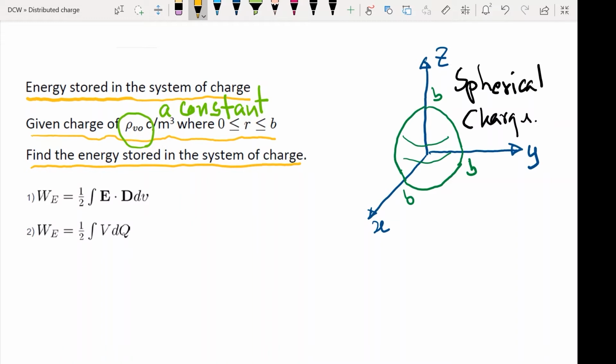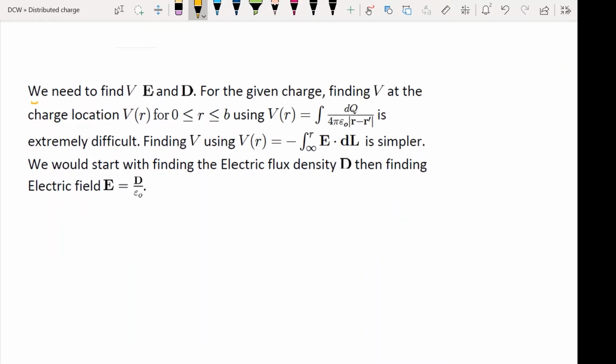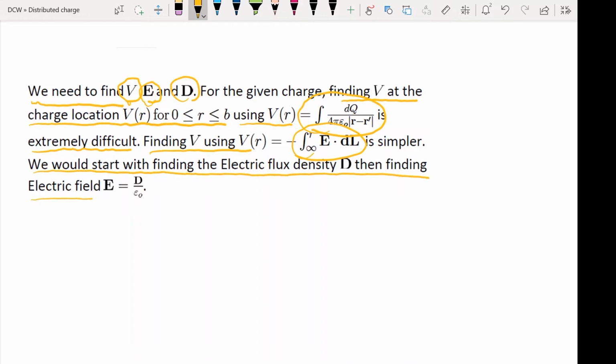In the previous class, we derived two equations for energy shown here. We need electric field and electric flux density for the first equation, and need electric potential for the second one. We need to find potential V, electric field E, and electric flux density D. For the given charge, finding V from this equation is extremely difficult. We will find V from electric field instead. We need to find electric field first. We can find it from electric flux density.